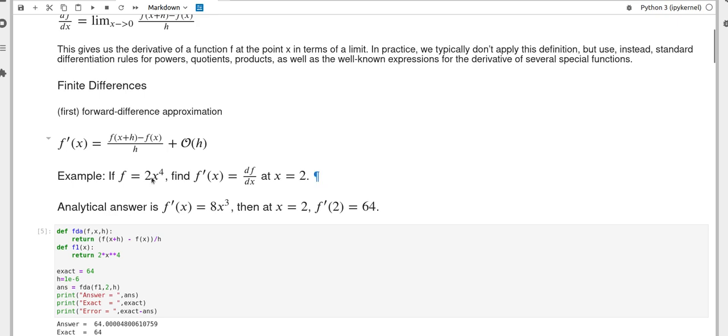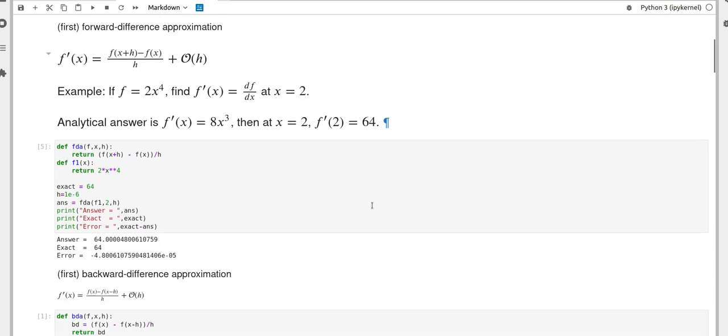Now, the analytical answer, from our knowledge of differentiation: if you have f equals 2x raised to the power 4, then f prime of x will be 4 times 2, that is 8, then 4 minus 1, so that is 3. So it is 8x raised to the power 3. Then at x equals 2, it will be 8 times 2 raised to the power 3, which is 8 times 8, 64. So the exact answer is 64. Usually, if one is introducing a numerical method, you have to compare that numerical method with some exact results before you apply it to other technical problems.